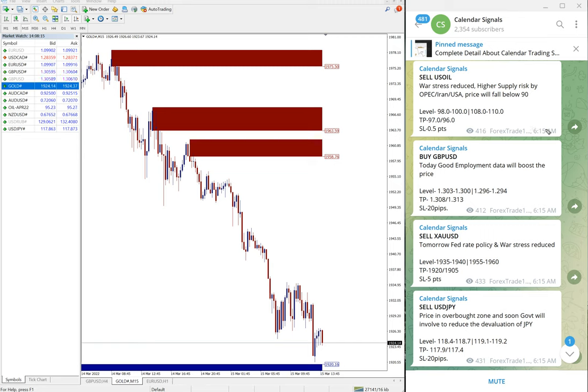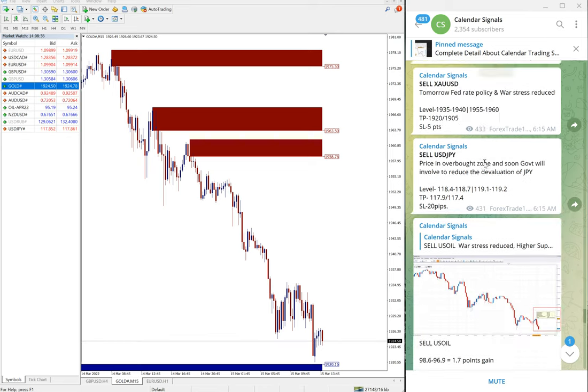And in every signal we also mention the reason why we are giving this particular pair, buy or sell. For example, here is sell US oil given. We also give the reason why we gave sell US oil: war stress reduced, higher supply risk by OPEC, Iran and USA, price will fall below 90. That was our prediction, and these are the levels we gave. The first level is 98 to 100, and then the second level is 108 to 110, and the targets we mentioned, two targets, 97 and 96, and risk is 0.5 points as always.